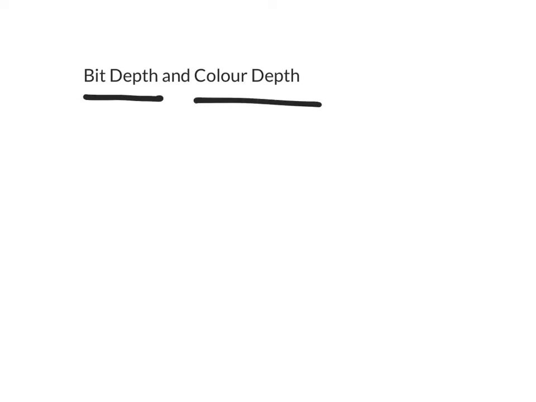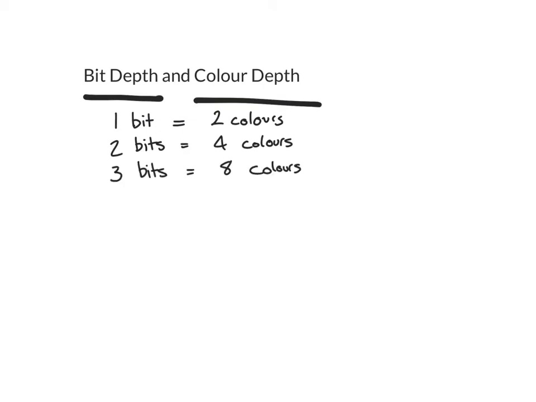Now you may have noticed a pattern in the numbers that we are seeing. For 1 bit colour depth, we can have 2 different colours. For 2 bits per pixel, we can have 4 colours. For 3 bits per pixel, we can have 8 colours. For those of you who have worked out the pattern, for the amount of bits that you have for the bit depth, if you do 2 to the power of that number, you will get the amount of colours that that amount of bits can represent.